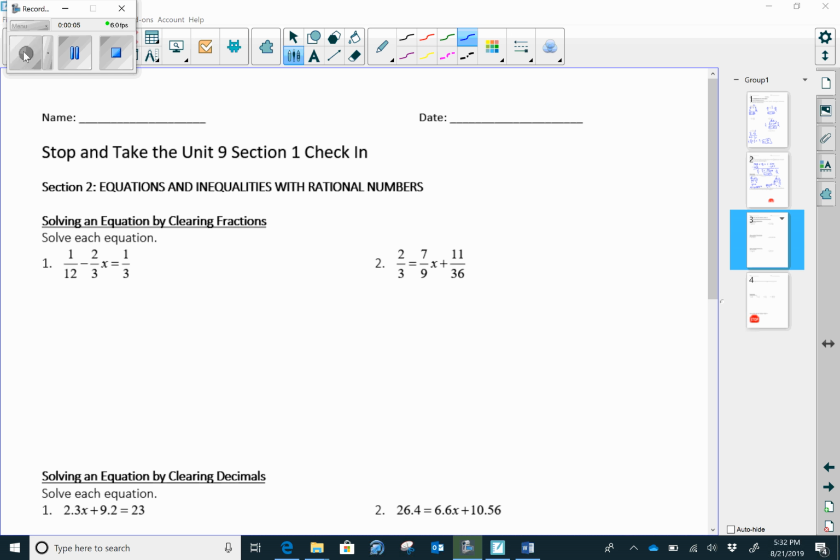Unit 9, Section 2. Clearing fractions and decimals. So we're going to solve an equation by clearing the fractions.